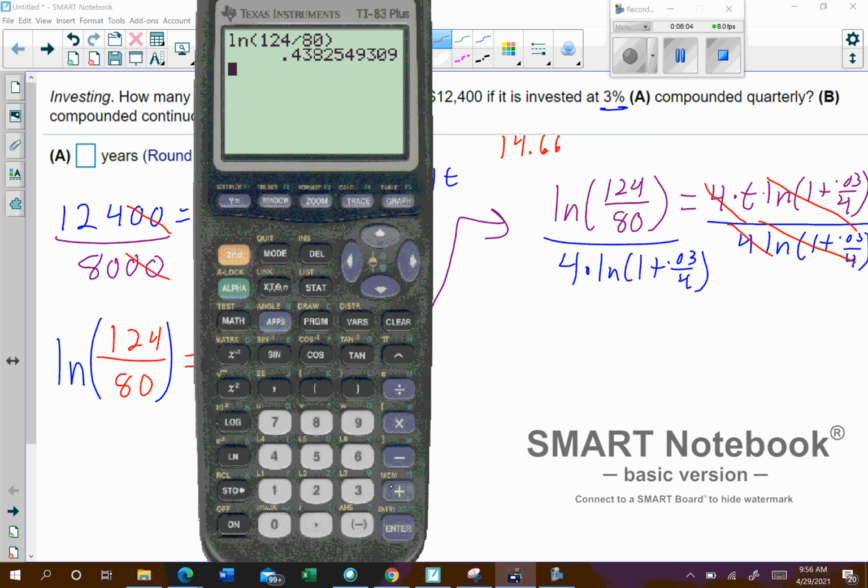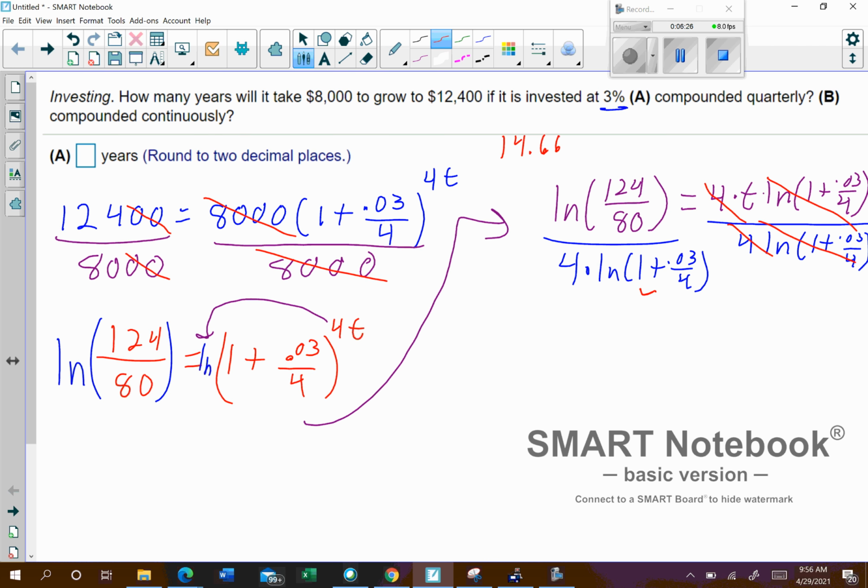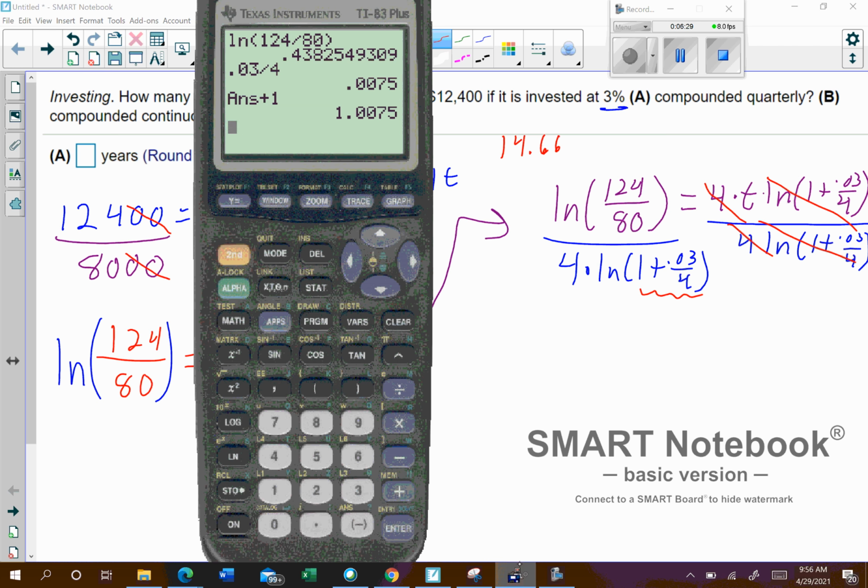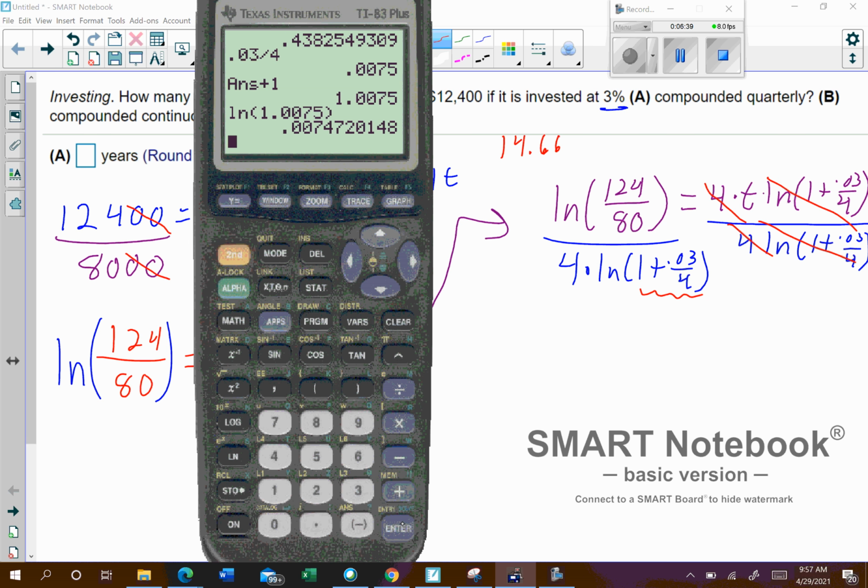And then to figure out the denominator, you might have to figure out what is the natural log of 1 plus 0.03 divided by 4. Depending on what calculator you're using, you might have to actually figure out what 0.03 divided by 4 is first, and then add 1 to that. So now I know what is inside there, and now I could take the natural log of 1.0075. So I could figure out that part of it, right?